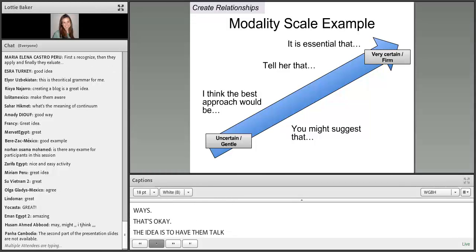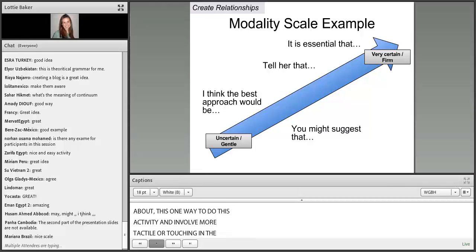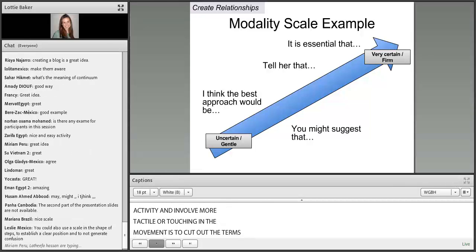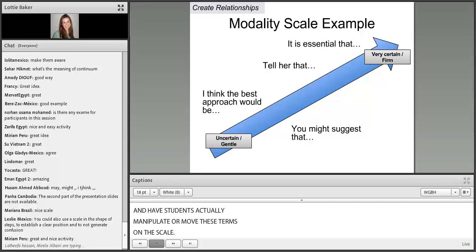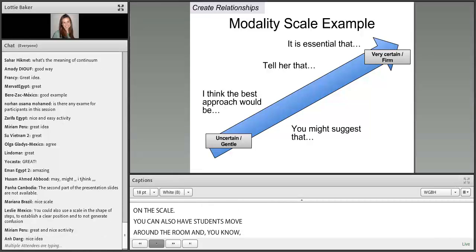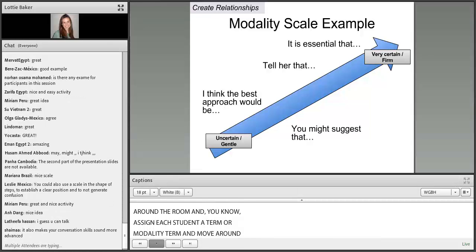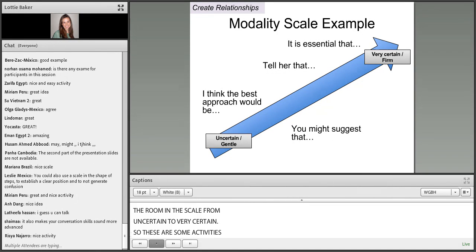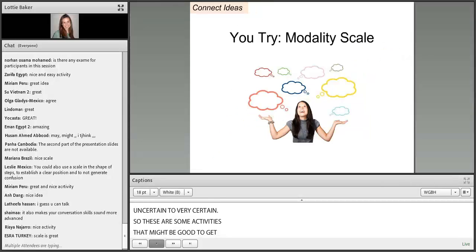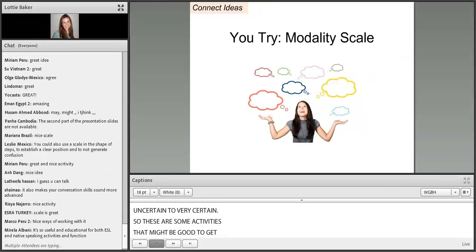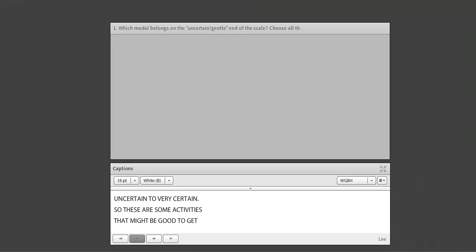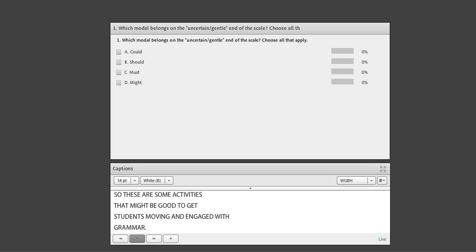One way to do this activity and involve more tactile or touching and movement is to cut out these terms and have students actually manipulate or move these terms on the scale. You could also assign each student a modality term and have them move around the room in the scale from uncertain to very certain. So these are some activities that might be good to get students moving and engaged with grammar. So let's have you try this idea of a modality scale. Let's go to the polls.